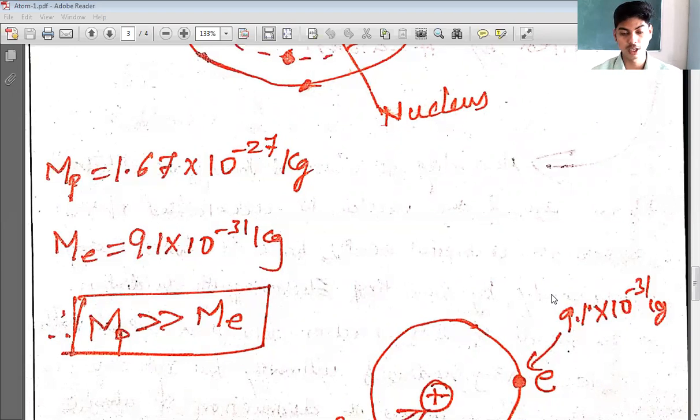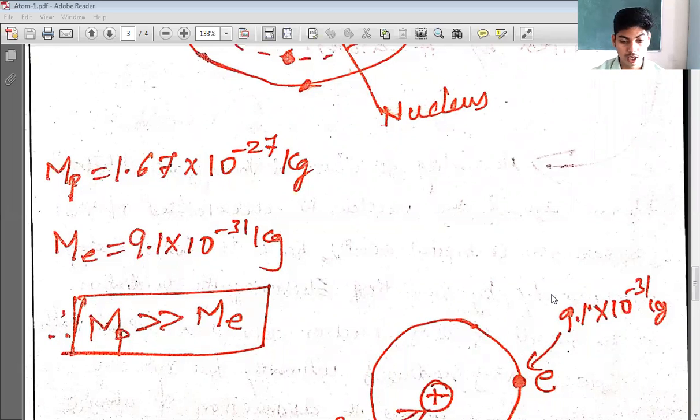Electron's mass is outside the nucleus. So what do we say? Most of the mass is concentrated in the nucleus. Not all the mass is concentrated in the nucleus. About 98-99% of the mass is in the nucleus. 1% of the mass of the atom is outside the nucleus. Since electrons are outside, there is a little mass there, right?